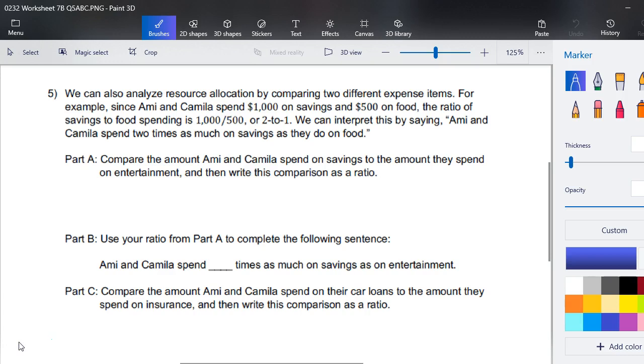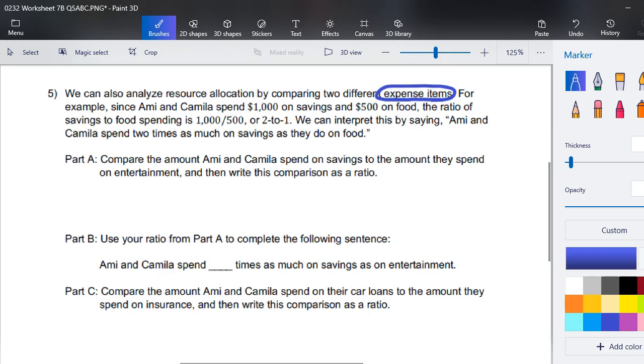On question number 2, specifically on question number 2, I kept underlining, stressing the words total budget, out of the total budget. And if you look at this paragraph, it says we can also analyze resource allocation by comparing 2 different expense items and not necessarily to the total.